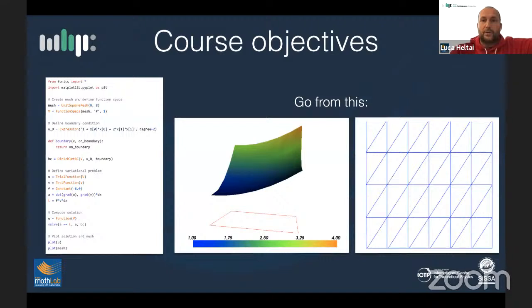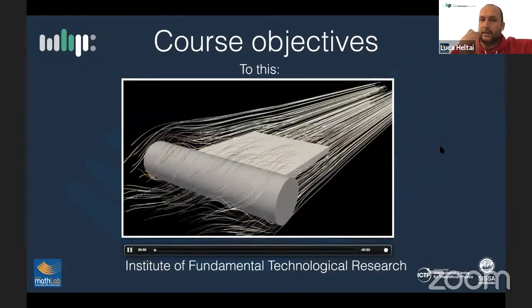So the course objectives are to go from a very simple finite element solution, like the one that you can actually find on the tutorials online using Python and FEniCS, for example. This is the type of solution you would find to solve a Poisson problem on a square, for example, to something which is much more complicated, like the one that you see here.